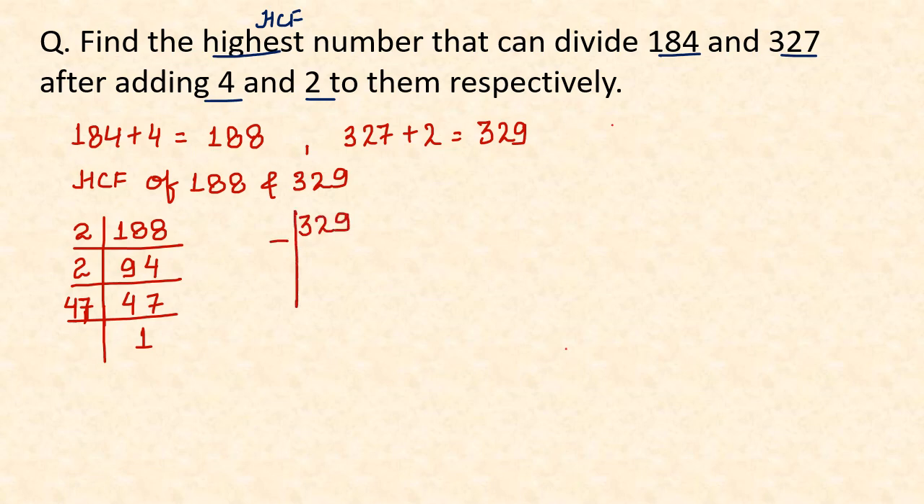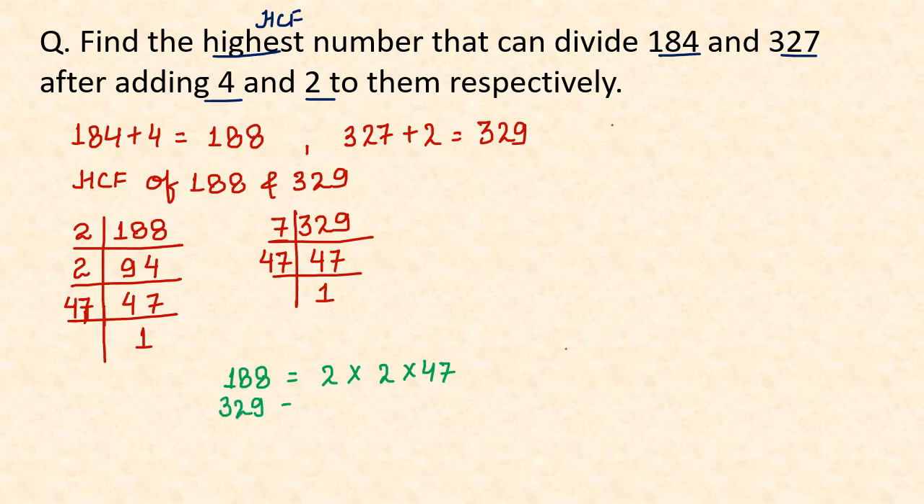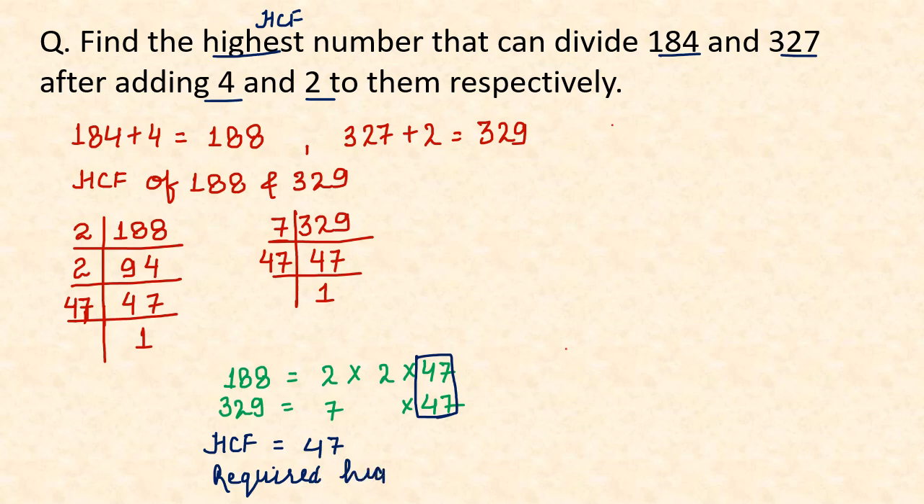Next number is 329. Do the prime factorization of this number. Now 329 is divisible by 7. 7 4s are 28. 4 is left, 4 and 9 49. 7 7s are 49. Again we got 47 here. So divide 47 by 47. 47 1s are 47. So 188 is equal to 2 into 2 into 47, and 329 is equal to 7 into 47. So the common factor is 47 here, which means HCF is equal to 47. So the required highest number is equal to 47.